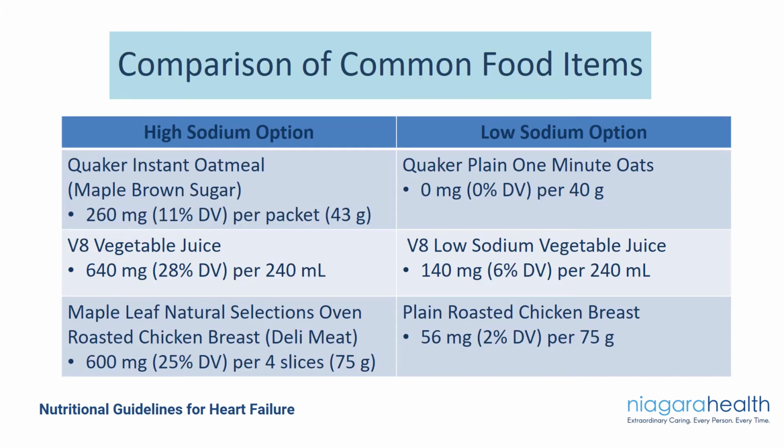This table compares some common food products that are higher in sodium with a lower sodium alternative. At the top, we have Quaker instant oatmeal packets in maple brown sugar flavor with 260 milligrams of sodium, or 11% daily value of sodium, compared to Quaker plain minute oats that come in the large package that have 0 milligrams and 0% of sodium.